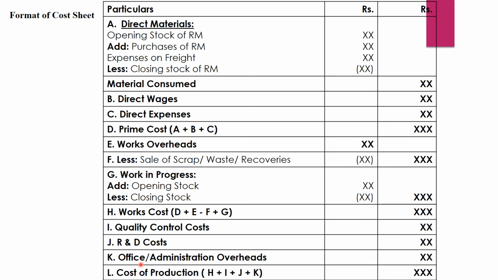Then the next element is office and administration overheads. Adding all of these, we take up as cost of production, that is H plus I plus J plus K. H denotes here work cost, I denotes quality control cost, J denotes research and development cost, and K denotes office or administration overheads here.